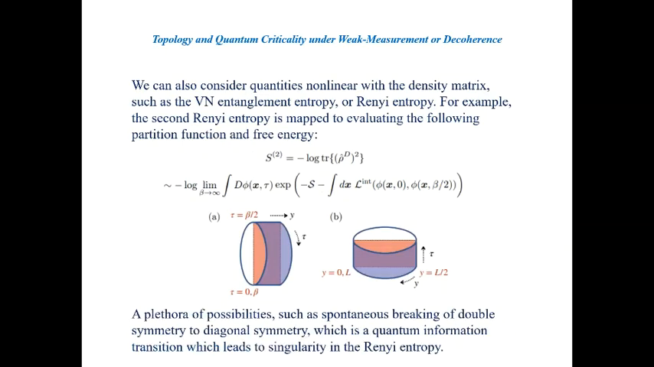Anyway, I probably don't have time to explain the details, but I'm just trying to say that when I was working on this, I was first only thinking about quantities linear in the density matrix, but there's a limited set of phenomena that we can consider. Once we consider things non-linear in the density matrix, there's a plethora of phenomena to consider.